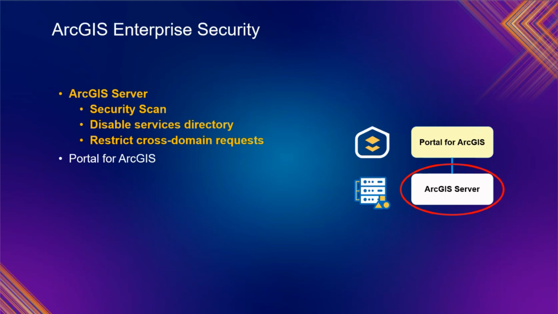Once we deploy ArcGIS Enterprise, we have to disable that service directory because nobody should access this. It's an admin directory where you can perform the admin functions. So once deployment is done, the best practice is to restrict access to the admin service directory. Cross-domain requests we should also block. So these are some best practices for ArcGIS Enterprise deployment.